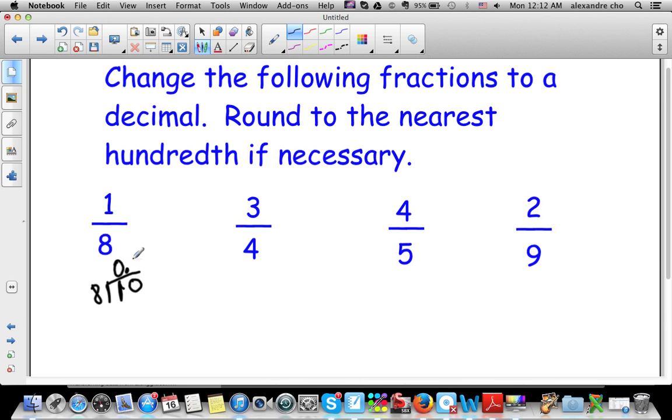8 goes into 10 one time. 10 minus 8 is 2. Let's bring another 0 down. 8 goes into 20 2 times, which is 16. Subtract, you get a 4 left over. Let's add another 0. So, 8 goes into 40 5 times, making this 0.125. Okay? So 1/8 is the same thing as 0.125. So press pause, finish the next 3 problems, and then press play.